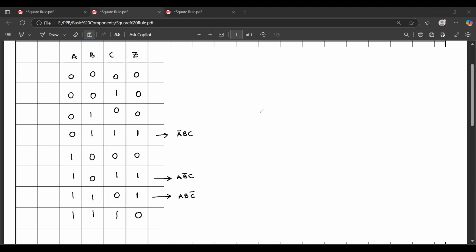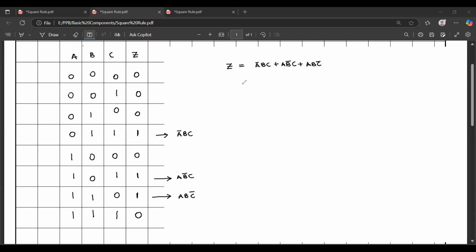Now, what should we do? That's the question. So how can we do this? Well, let's write down the expression. So the expression will be A bar BC plus A B bar C plus A B C bar. If you look at this specific expression, we can't actually simplify this. It may look like maybe it's possible, but it is not.